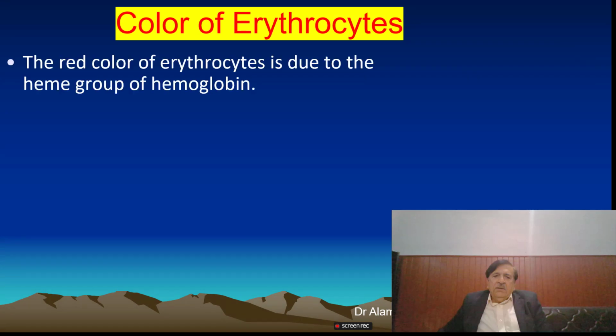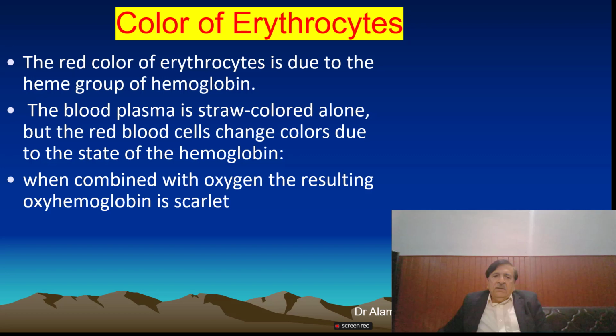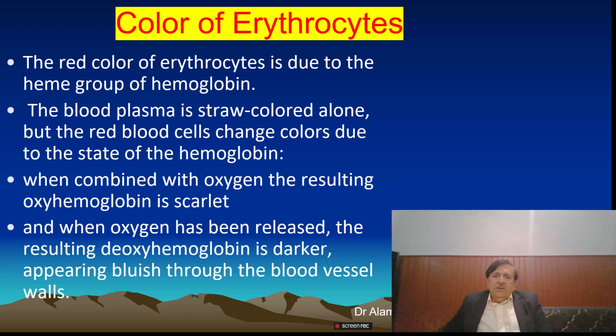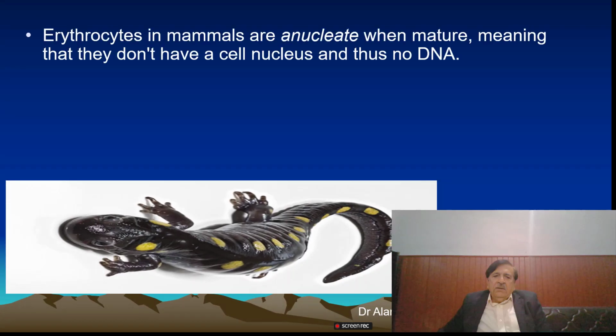Color of erythrocyte. The red color of erythrocyte is due to the heme group of hemoglobin. The blood plasma is straw color alone, but the red blood cell changes color due to the state of hemoglobin. When combined with oxygen, the resulting hemoglobin is scarlet. Oxygenated blood is scarlet or dark red. And when oxygen has been released, the resulting deoxyhemoglobin is dark, appearing bluish through the blood vessels.